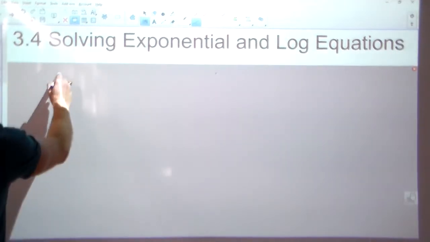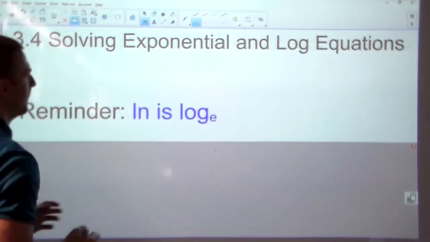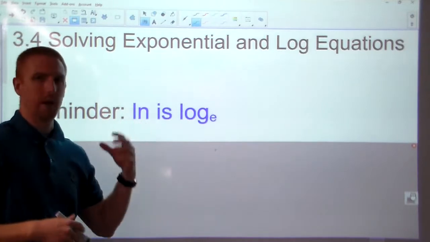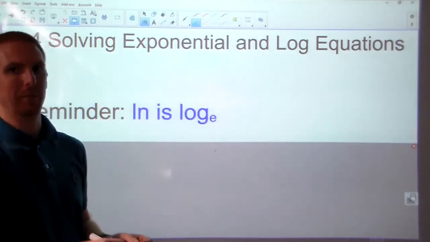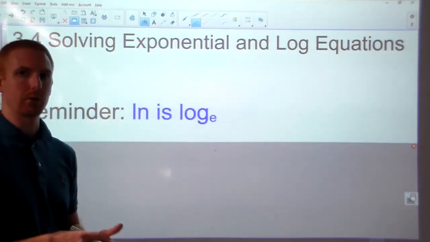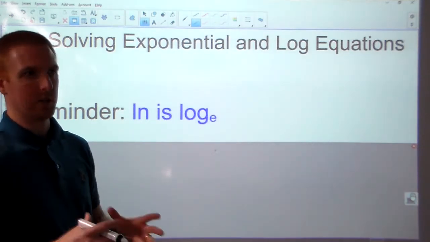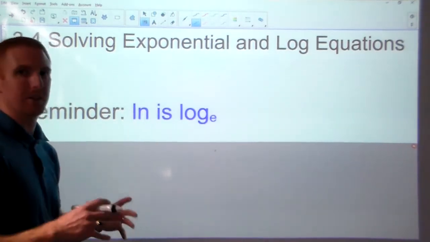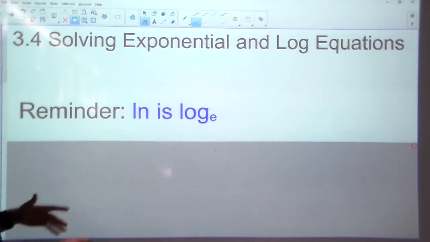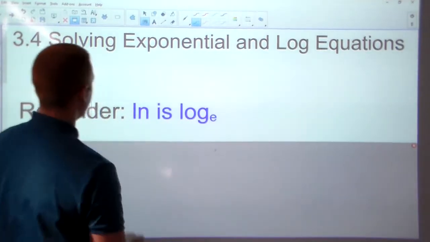So the first thing I want to remind you about is that natural log, or the abbreviation LN, is the same thing as log base e, because the e shows up so much in the natural world with a lot of applications that it has its own designation. It's that important. So whenever you see natural log, just remember it's log base e.